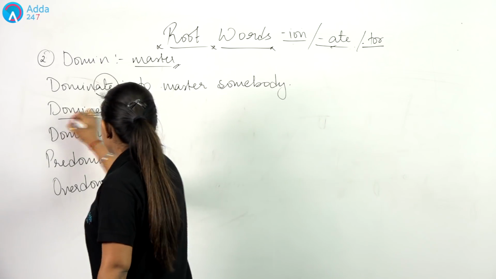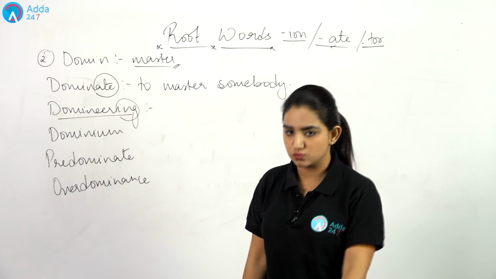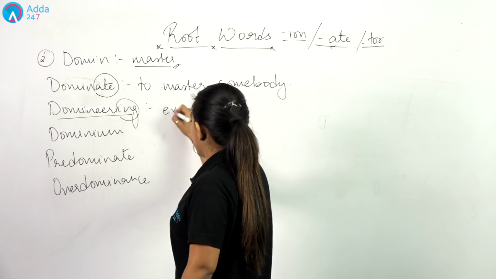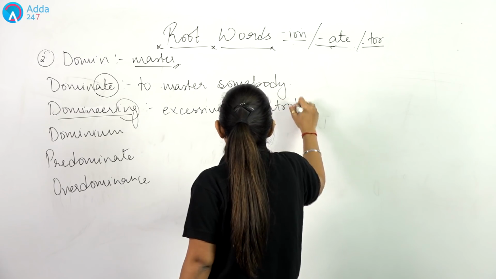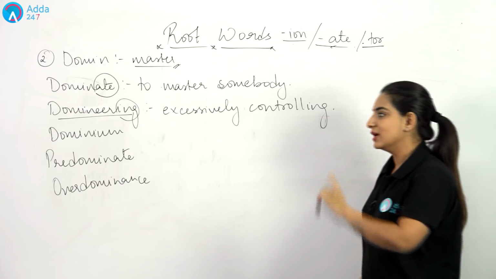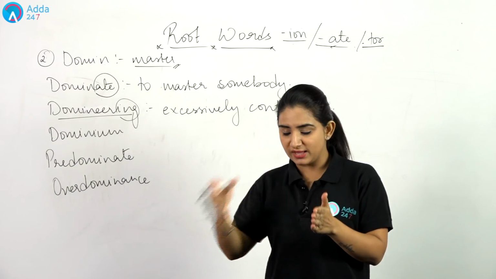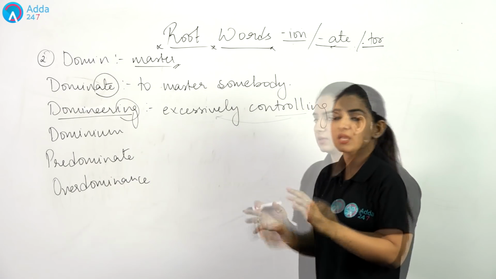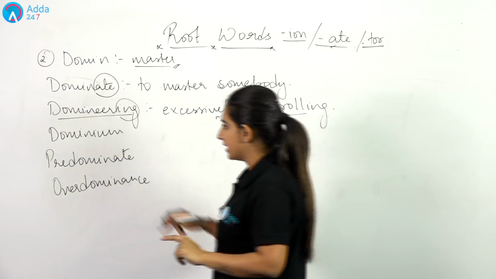Next is domineering. Now again, I have a word ending in ing at the end of this word. Again, that means it is a verb. Domineering means excessively controlling. If somebody tries to control you excessively, except your parents, that is what we mean by domineering. That means if you're not allowed to go out, you're not allowed to wear this, you're not allowed to eat this, all of it is domineering. That means somebody is trying to control you without any limit. So this is what we mean by domineering.